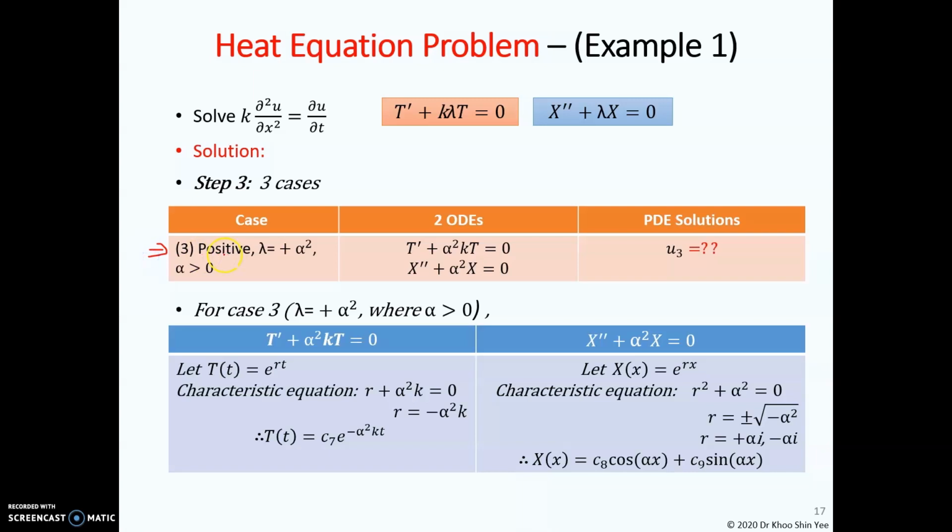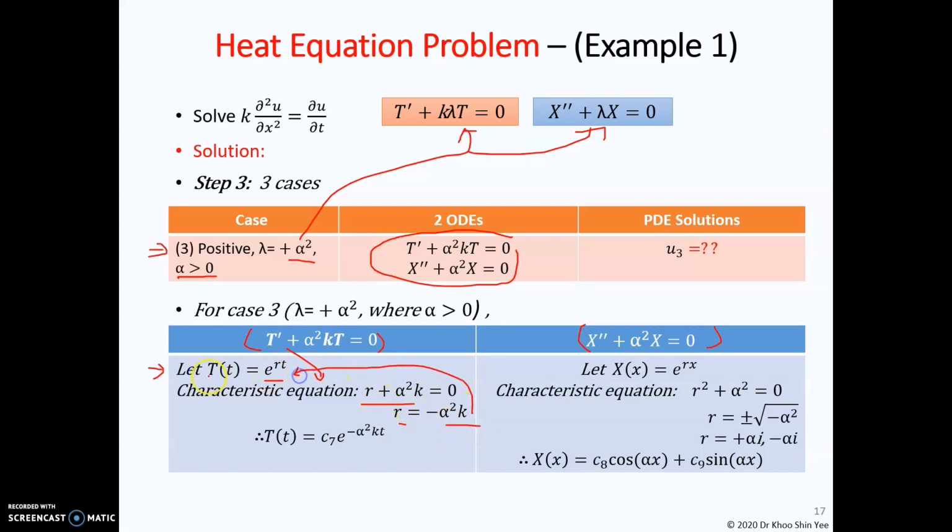For the third case, you have the positive lambda, which is equal to alpha squared, where alpha is greater than 0. Substitute this into these two ODEs, then you should obtain this result. And then you solve these two ODEs separately. So for the first ODE, let the T solution be in the exponential format, and you can use the characteristic equation by converting the t prime into r, alpha squared kt into alpha squared k. So from here you can find the root r to be this answer.